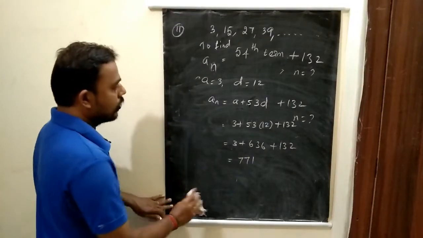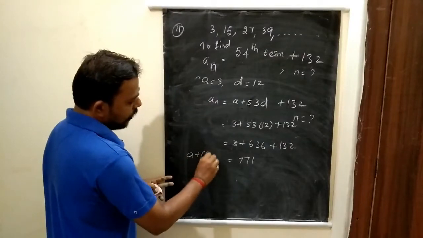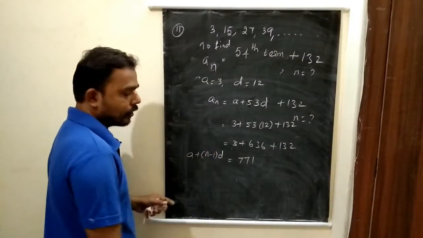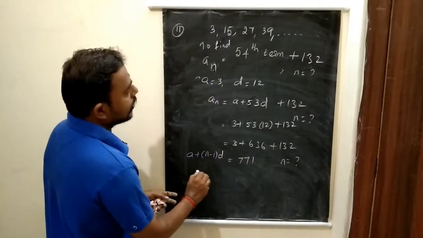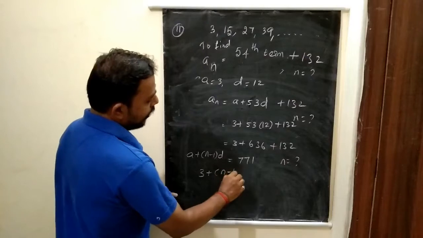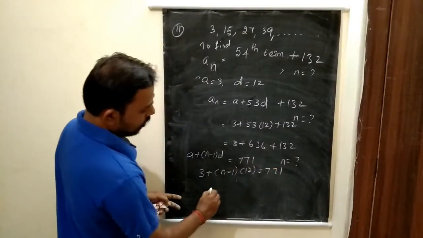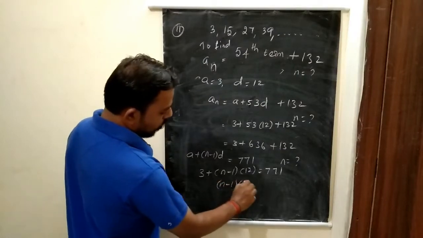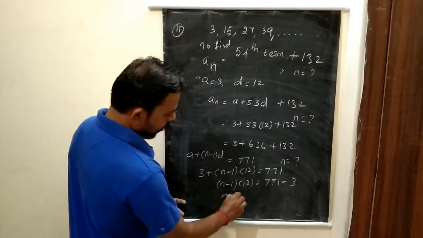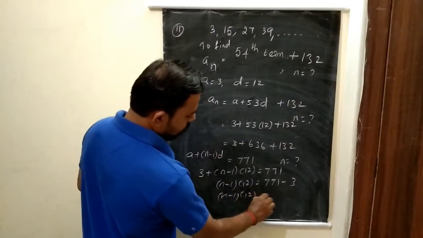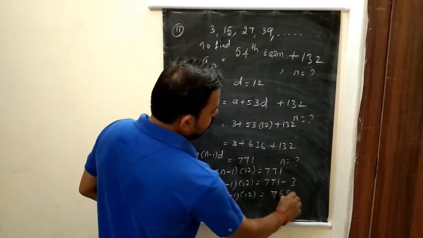Now we need to find this term, that is a plus n minus 1 into d equals this. From this, n equals what? That is the question. So 3 plus n minus 1 into 12 equals 771. So n minus 1 into 12 equals 771 minus 3, which is 768.